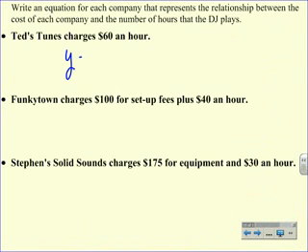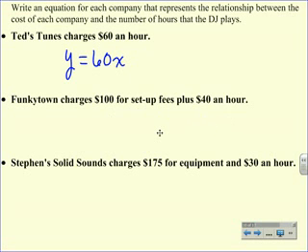Good. Y equals 60x. Why don't we have a plus or minus something there? There's no other number. There's no additional charge. So where is this graph going to cross the y-axis at? 0. Good.